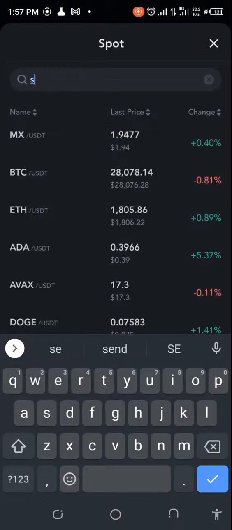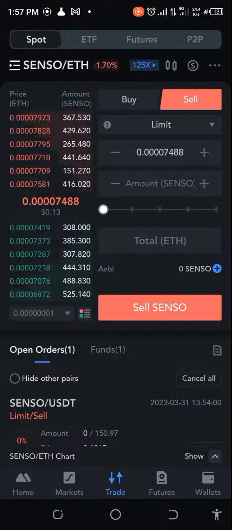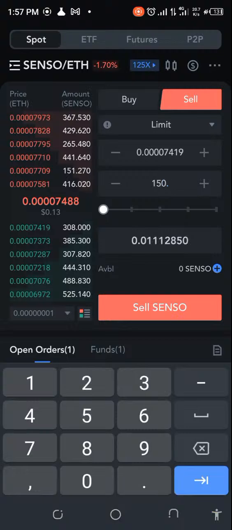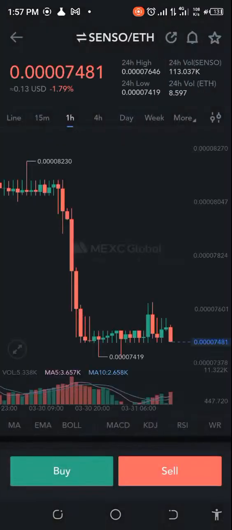Let's just quickly do this. I'm just going to put the Senso and see whether I'm going to be able to quickly make back my money. So if I pick this 7419 and I put 150.97, no, no, no. I don't think I want to do that because if I tapped here, it's going to give me this. But even with that, I can see that it's actually going low. So because of that, I don't think it's a risk I want to take.